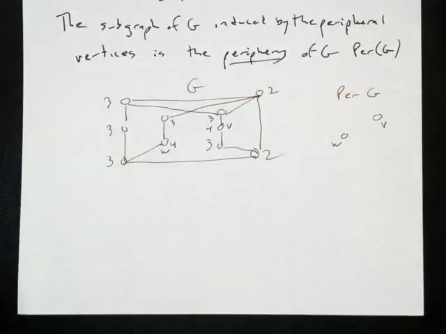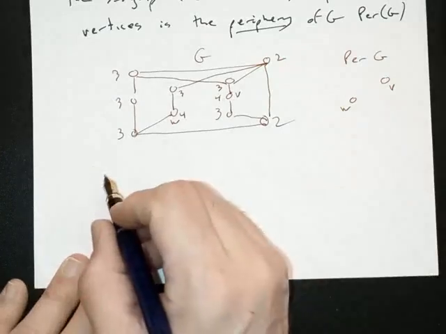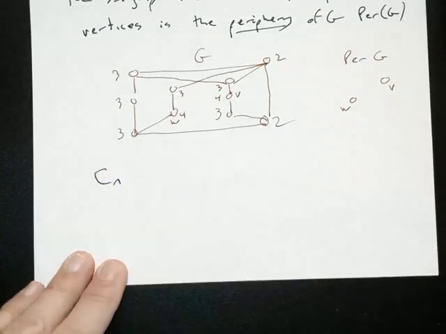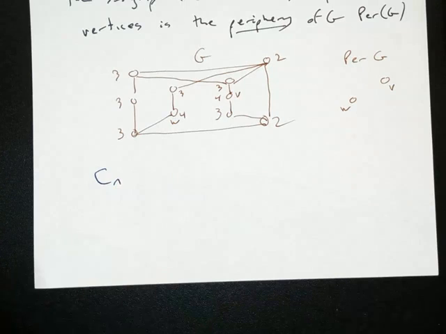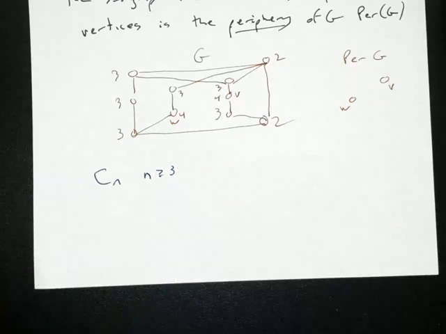Build another graph. Pick a cycle of at least size 3. Any of them. What do we know about the eccentricities in C_n? Wednesday, we worked this out. I know the eccentricity exactly.